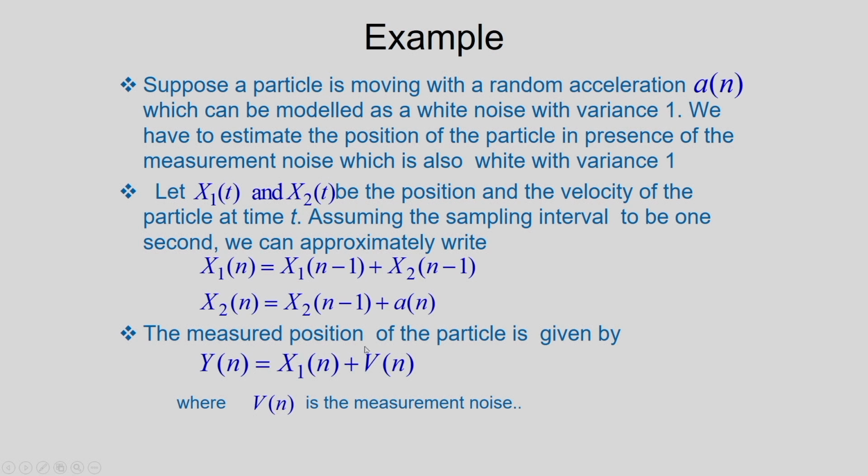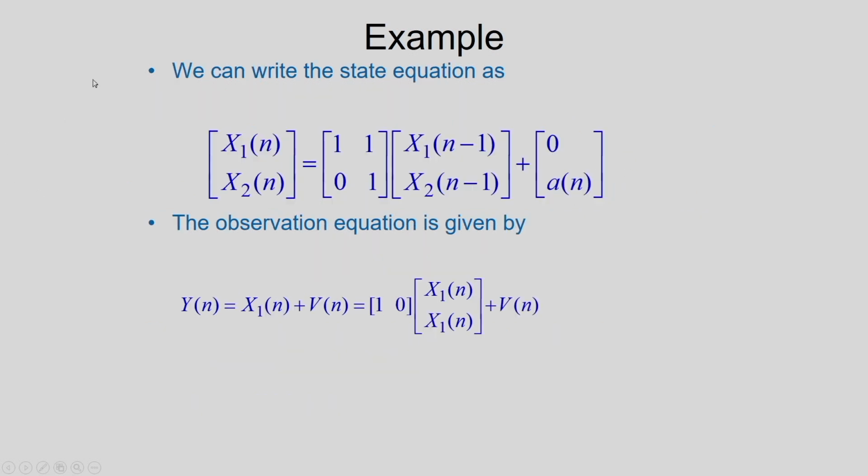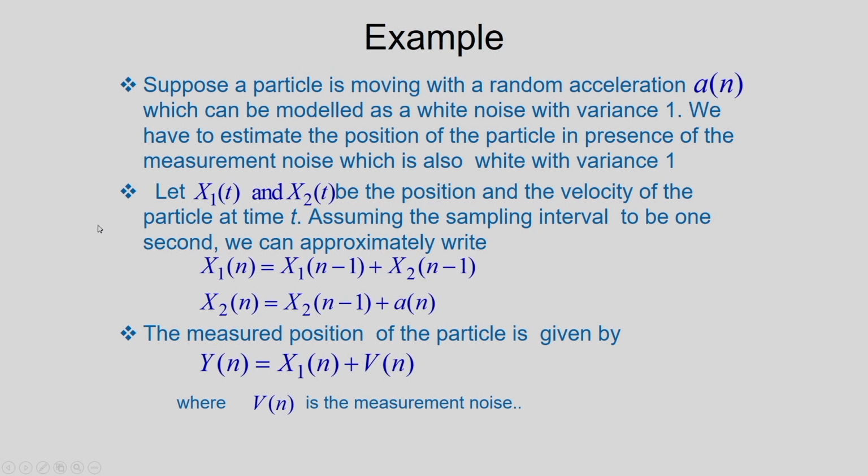The measured position of the particle is given by y n is equal to x1 n plus v n. This is the observed variable, that is observed data, y n is equal to x1 n plus v n, where v n is the measurement noise, which is given to be white with variance 1. So, we can write from these expressions x1 n is equal to x1 n minus 1 plus x2 n minus 1, and x2 n is equal to x2 n minus 1 plus a n.